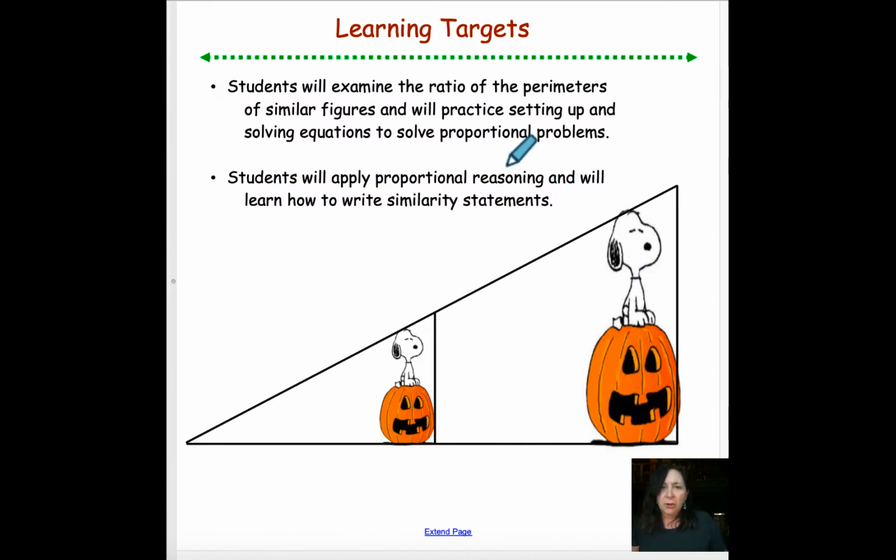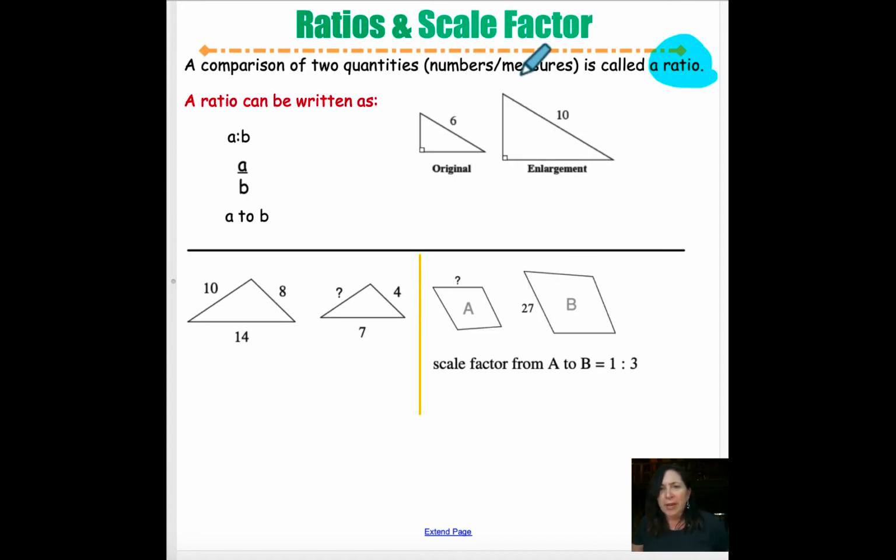So again, our learning targets are the ratio of our perimeters, solving similar figures, and I really want to stress proportionality and how to write a similarity statement. So we're going to work on that. For ratios, we're going to talk about what a scale factor is and what a ratio is. A ratio is a comparison of 2 quantities. It's something to something else.